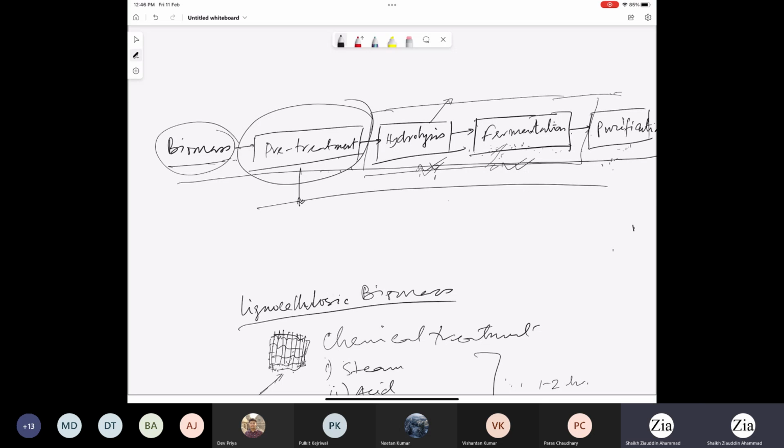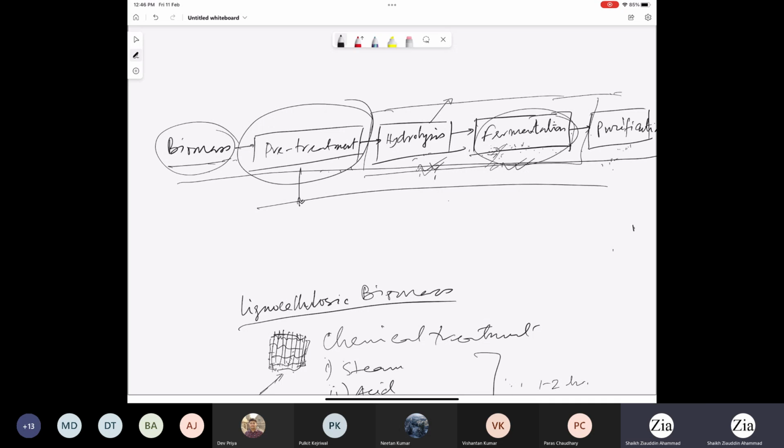You can have simultaneous saccharification, and this hydrolysis is also known as saccharification. So you can have simultaneous hydrolysis and fermentation in a single reactor, or in two different reactors. For fermentation also, you can have sequential fermentation, like fermentation by a 5-carbon utilizing organism followed by fermentation by a 6-carbon organism, or vice versa. Or you can have an organism which has the capability to utilize both 5-carbon and 6-carbon sugars and produce ethanol.